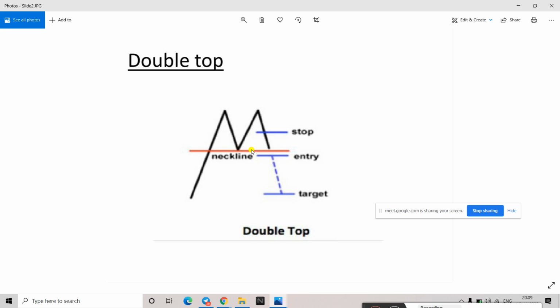Previously this was a pullback, right? Now whenever this pullback breaks, on the low of whichever candle breaks this pullback, you can take the entry, keeping your stop loss at half of this range. Half of this range means you measure the area from here to here, whatever the price is, you divide it by 2, and that is your stop loss. So this is double top.